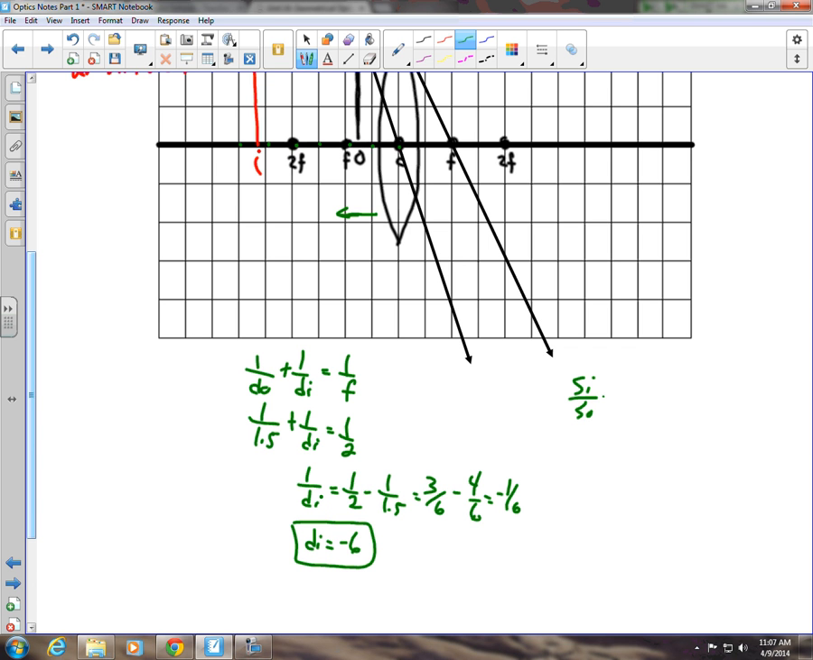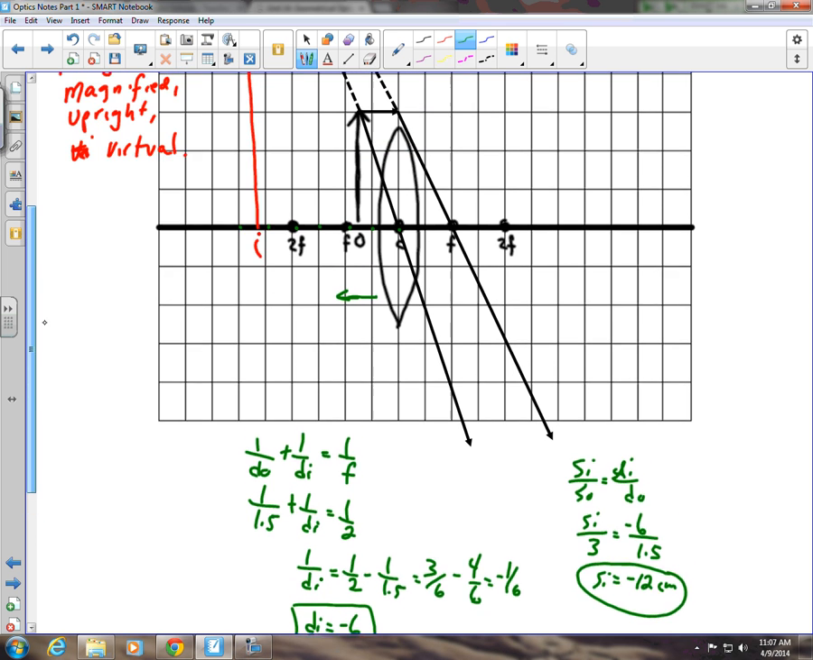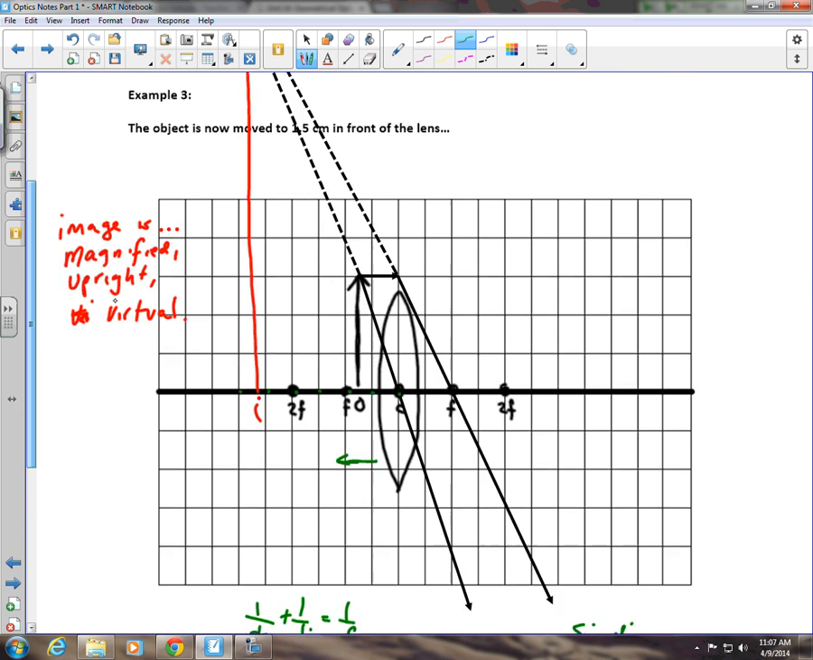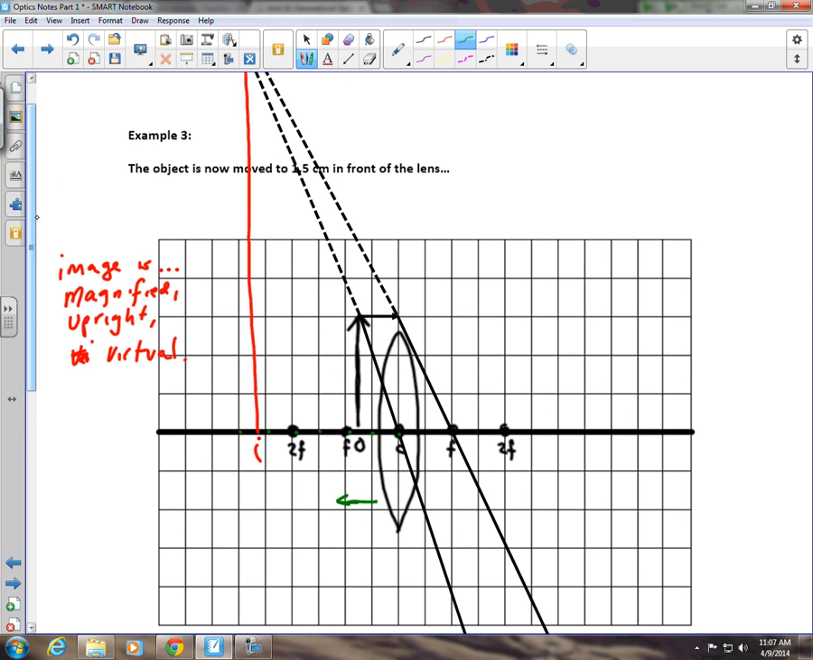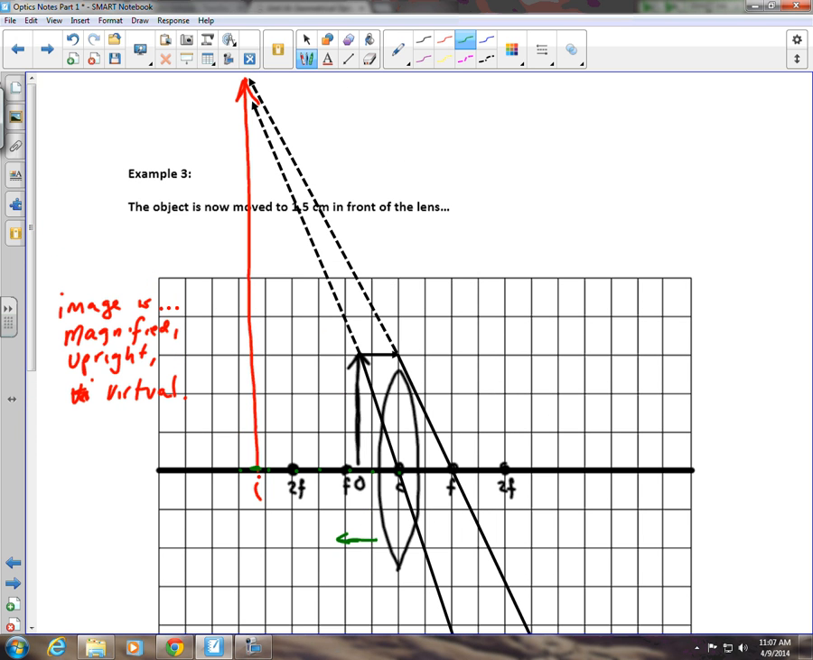SI over SO is DI over DO. SI over 3 equals minus 6 over 1.5, and SI ends up being negative 12. The negative actually means it's pointing upward. Virtual images will always be pointing upward and have negative SIs. And 12 is the height, and it's certainly very tall. So that probably matches as well.